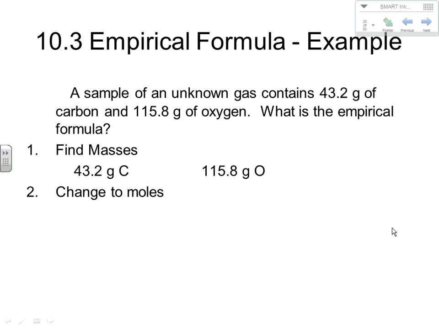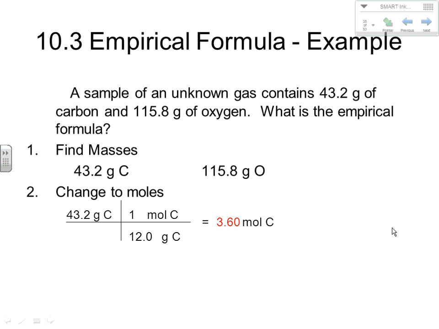Next, formulas aren't ratios of masses, they're ratios of moles. So what we're going to do is take our grams of carbon and our grams of oxygen and convert them into moles. So simple one-step dimensional analysis. We don't want grams of carbon, we want moles, and it's the mass of 1 mole off the periodic table, which is 12.0. So we're going to get 3.60.